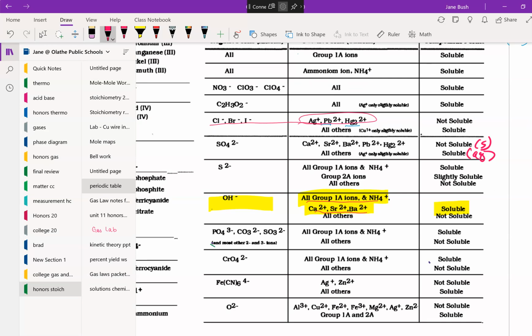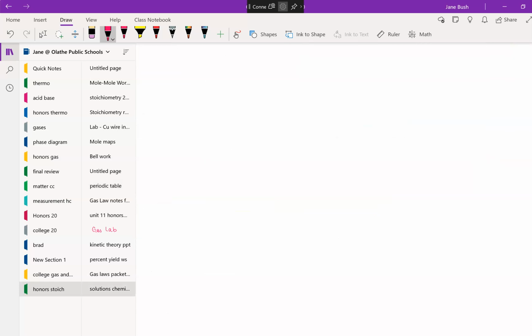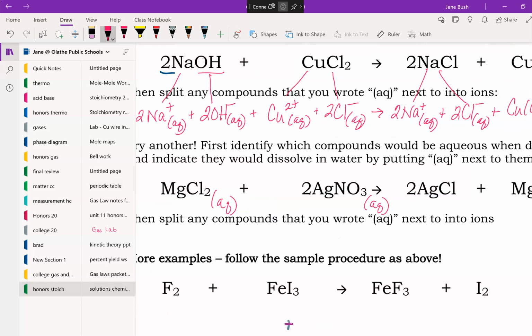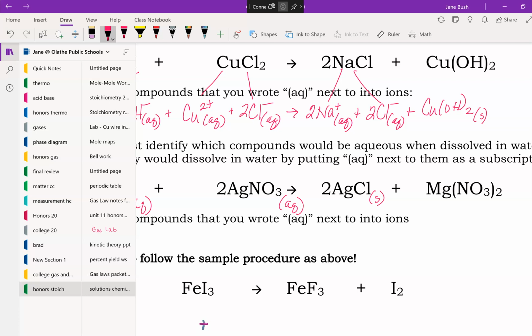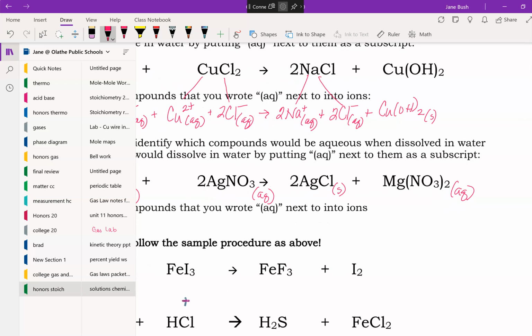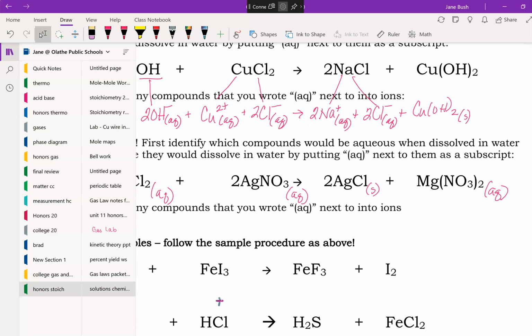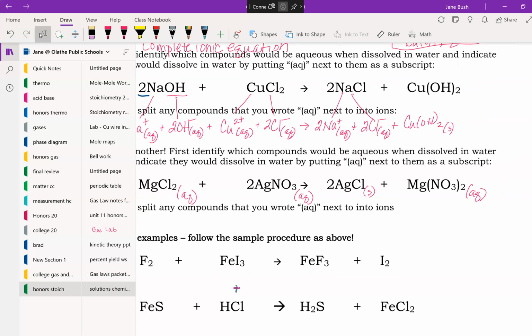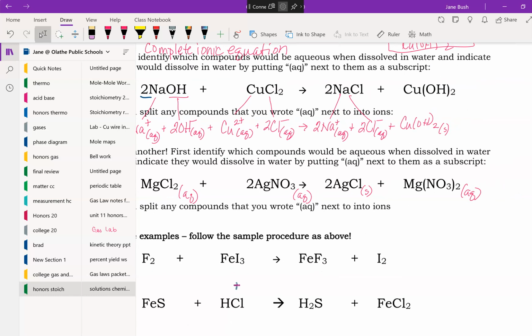Silver chloride, there are 3 compounds that do not dissolve with that bond with chlorine, and one of them is silver. So silver chloride will be S. Magnesium nitrate will be soluble. So whether or not they're soluble depends on whether or not you break them apart in the equation. If they can be broken apart, yes.